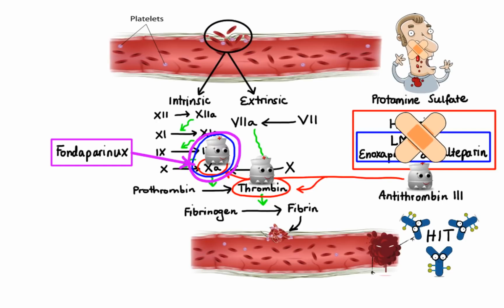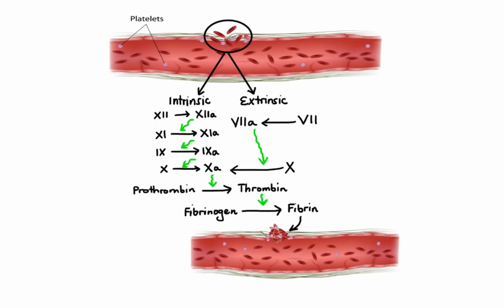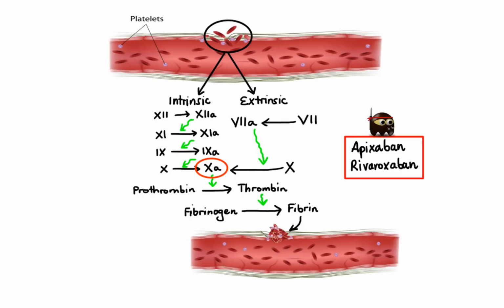Now, let's move on to another group of anticoagulants, that is, direct inhibitors of factor Xa. Agents that belong to this group are apixaban and rivaroxaban. The mechanism of action of these drugs is very simple. They both bind directly to the active site of factor Xa, thus preventing it from converting prothrombin to thrombin.